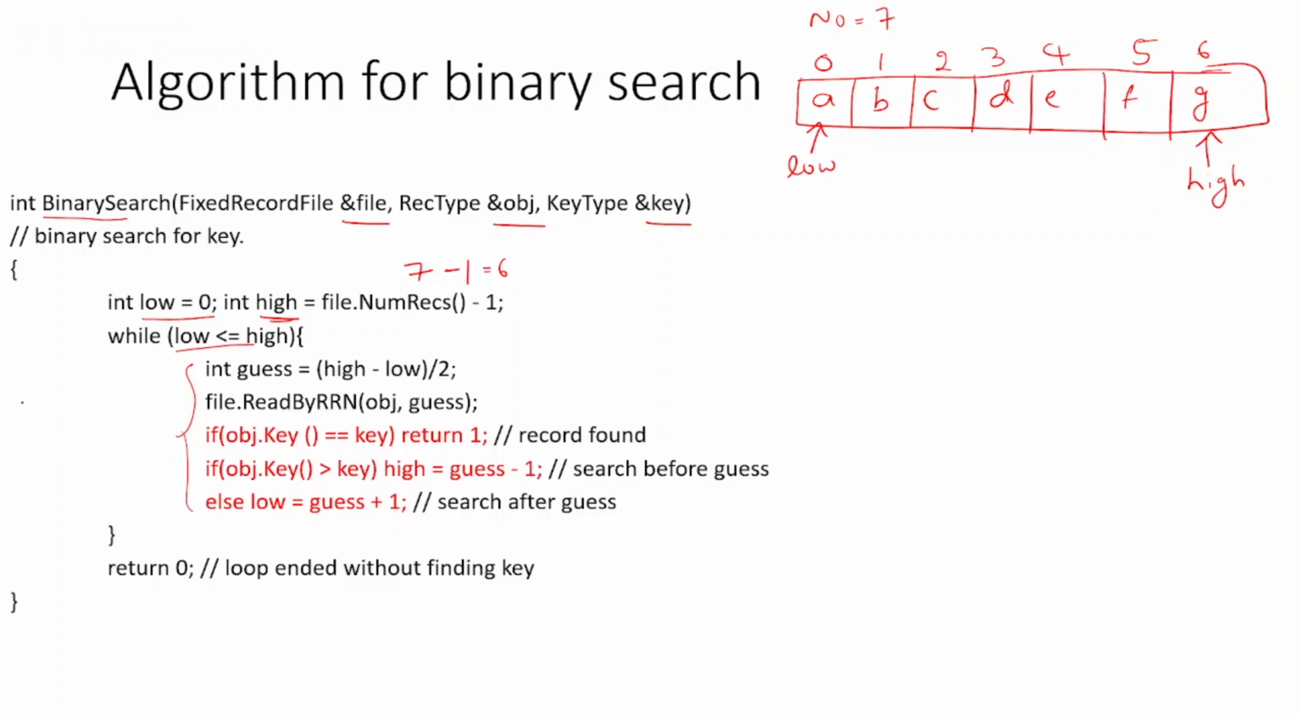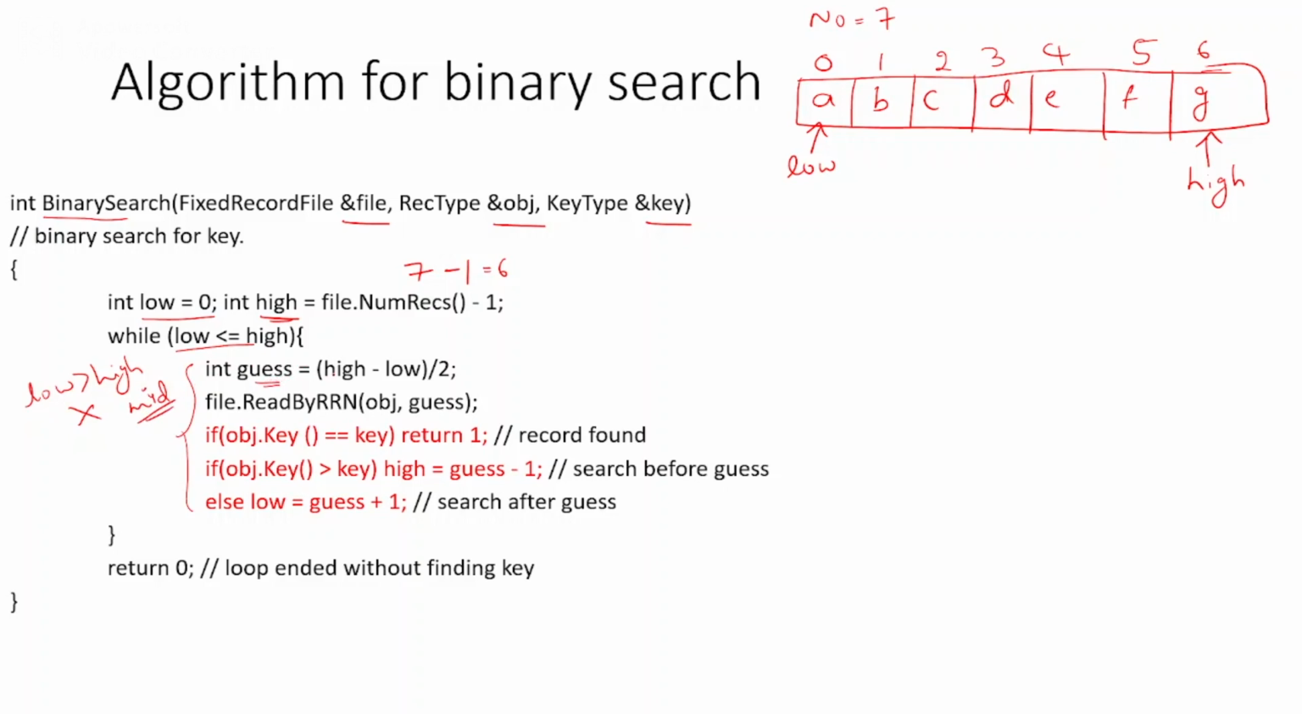When low becomes greater than high, we need to wind up the process. So when low is less than or equal to high, the condition is true. Now we need to find out the mid value. We write it as guess. So guess is nothing but the mid value you are going to find.